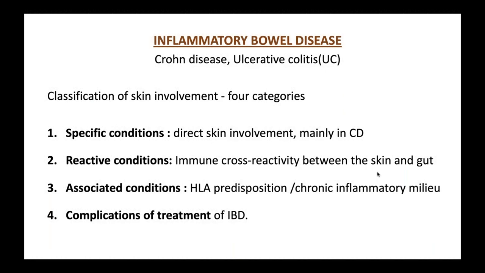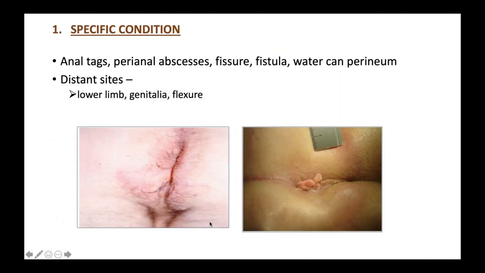Next, we come to inflammatory bowel disease. It can have several cutaneous manifestations, and this is how you can classify them. First, specific conditions which result from direct skin involvement, mainly seen in Crohn's disease. Second, reactive conditions which parallel the disease activity and are because of immune cross-reactivity between the skin and gut. Third, associated conditions which are because of HLA predisposition or because of chronic inflammation. And fourth, complications of treatment of inflammatory bowel disease.